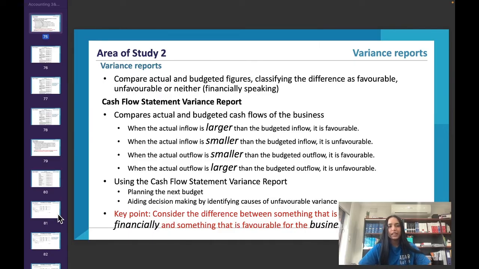So in the cash flow statement, when the actual inflow is larger than the budgeted inflow, then this is a favorable variance. When the actual inflow is smaller than the budgeted inflow, this is an unfavorable variance. When the actual outflow is smaller than the budgeted outflow, this is a favorable variance. And when actual outflow is larger than budgeted outflow, this is an unfavorable variance. And we use the cash flow statement variance report to plan for future budgeting and aid decision making.